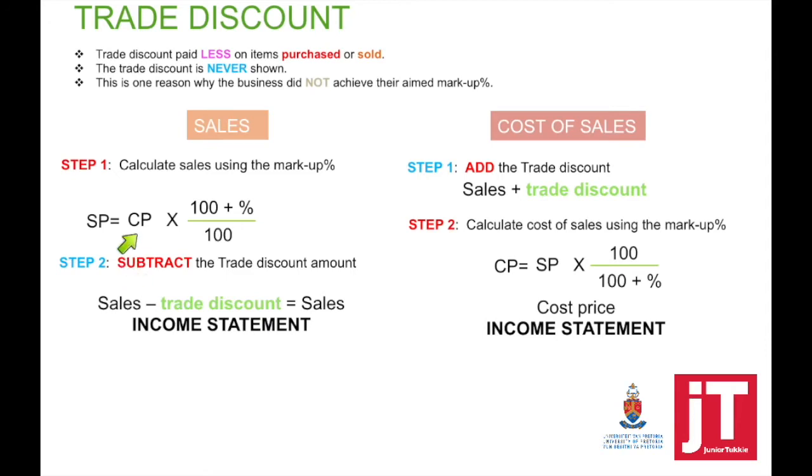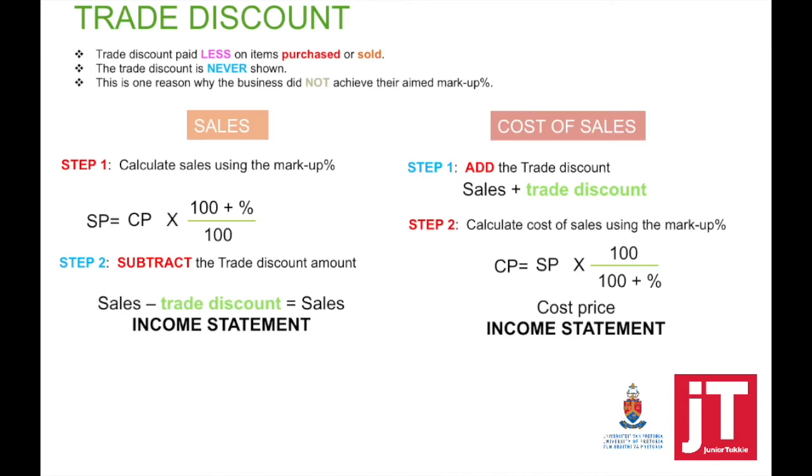Take the cost, which will be your cost of sales, times 100 plus the percentage markup divided by 100. Then step number 2, subtract the trade discount amount from the sales that you have calculated. And that is the amount that will appear as your total sales in your income statement.